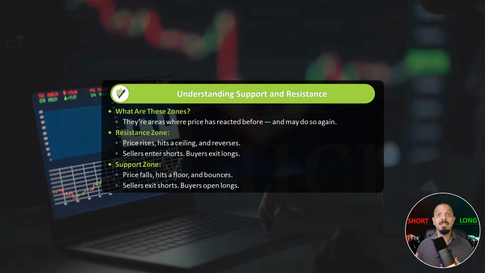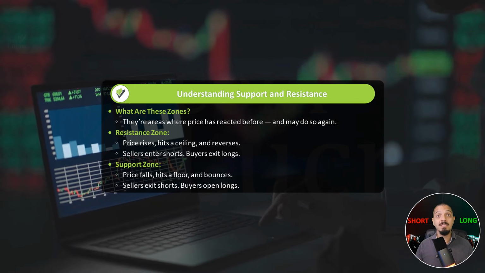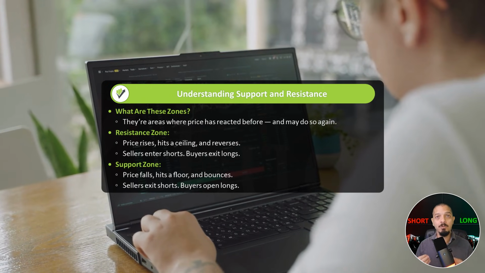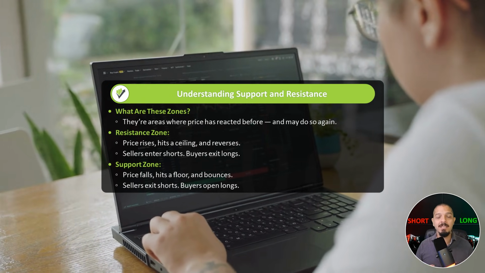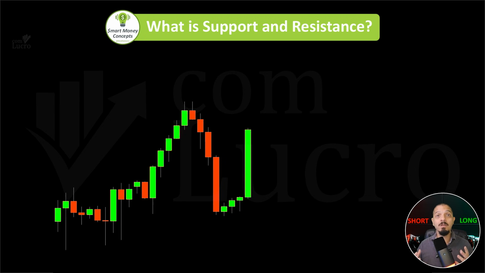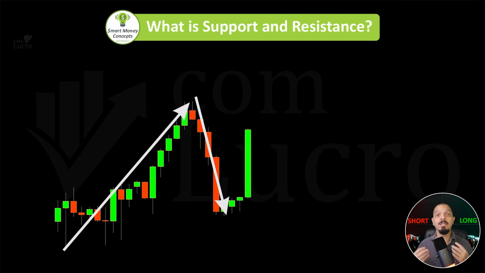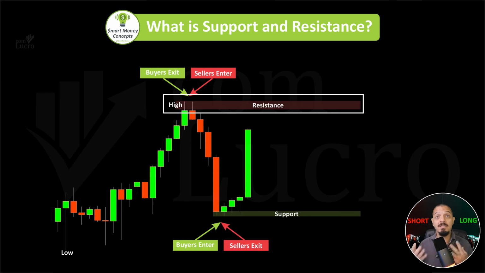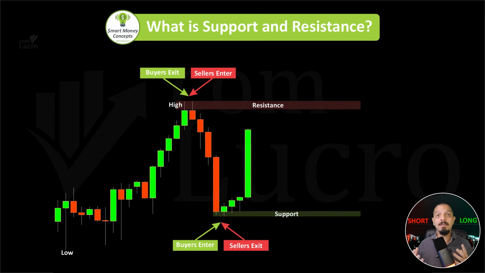Let's start with the basics. Understanding support and resistance. Support and resistance are zones where the price has reacted previously and may react again in the future. On the chart, you can see the price pushing up, hitting a certain area, and reversing. This area is known as resistance, indicating that sellers have initiated short positions while buyers have closed their long positions, causing the price to reverse.